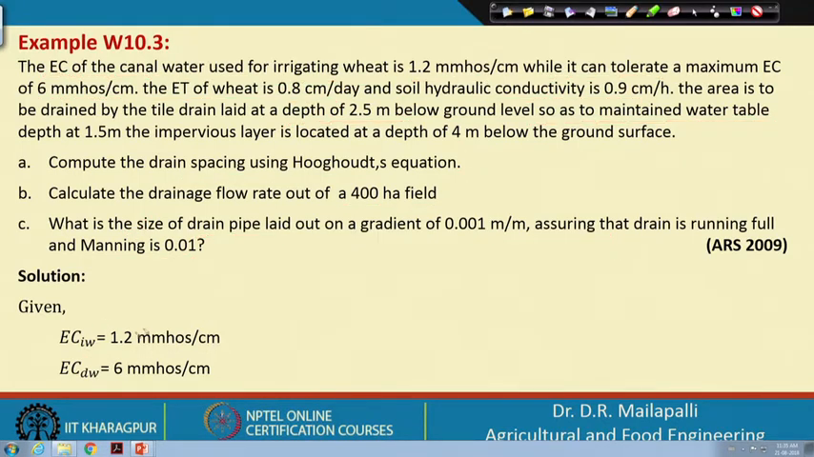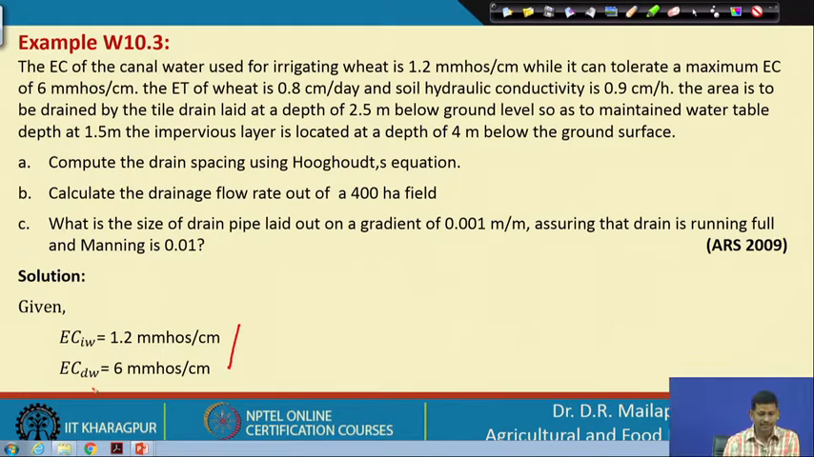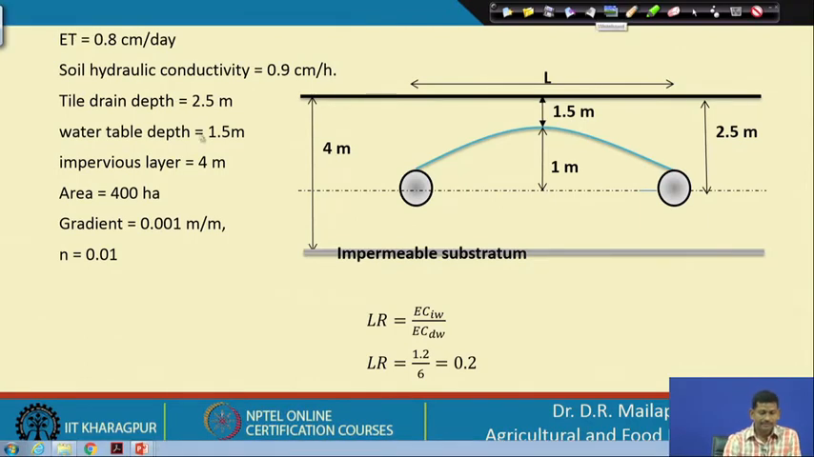So, now the given values are here: EC IW, irrigation water, EC DW, that is drainage water, that is 6 millimoles per centimeter, and with this we are going to find out the leachate requirement. ET is given 0.8 centimeter per day, soil hydraulic conductivity 0.9 centimeter per hour, tile drain depth is 2.5 meter, water table 1.5 meter and impervious layer 4 meter, and area 400 hectares, gradient, that is a slope 0.01 meter per meter, and then Manning's roughness coefficient, that is N, which is equal to 0.01.